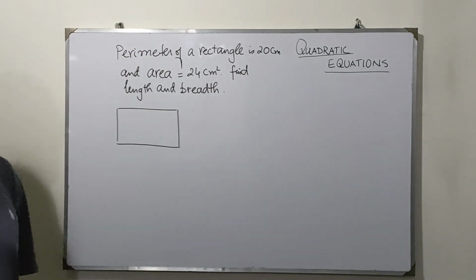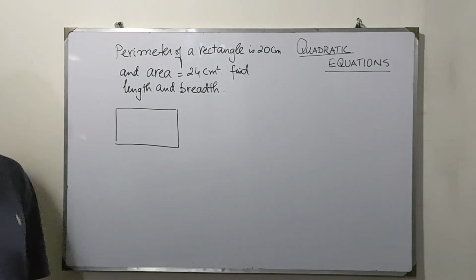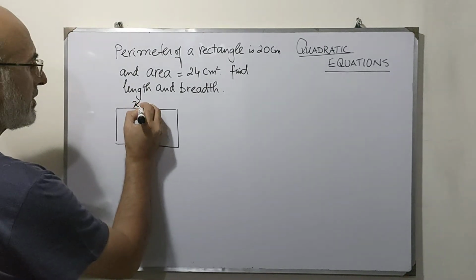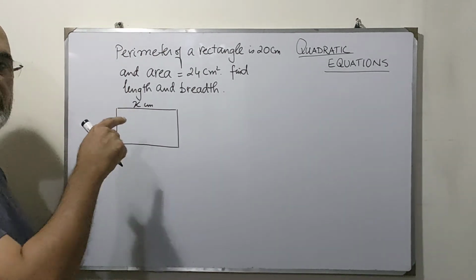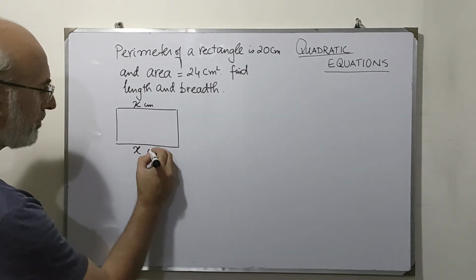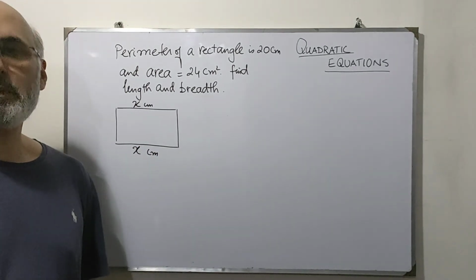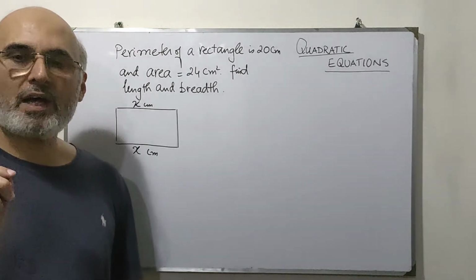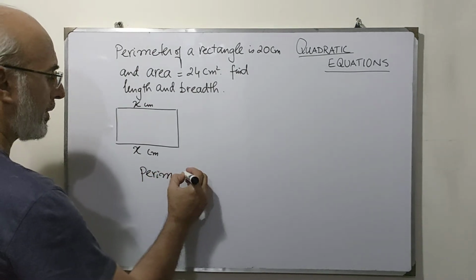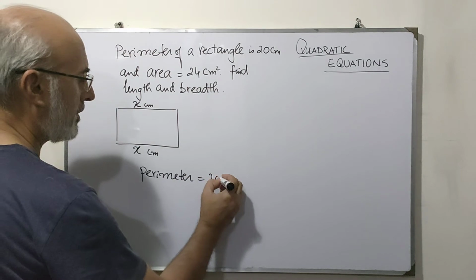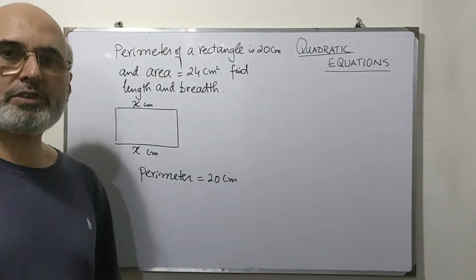Okay, now since we don't know what is the length and the breadth, it's a simple thing. When we don't know, we take variables. So suppose x is the length of the rectangle, x centimeters. If this is x, this is also going to be x cm. Now if the length is x, what's going to be the breadth? For that we have the perimeter equals 20 cm, right? And the perimeter of the rectangle is the sum of all sides, right?